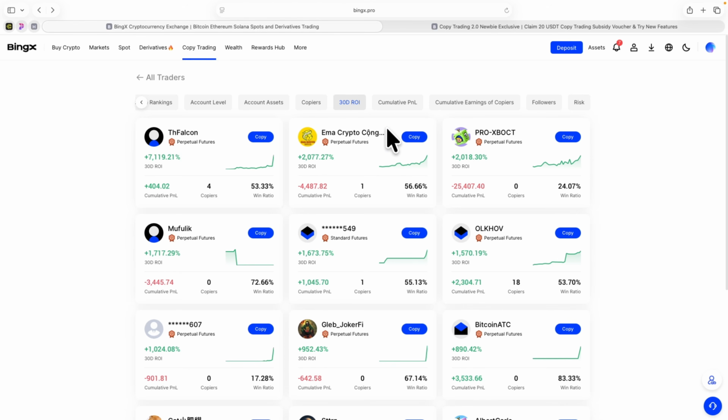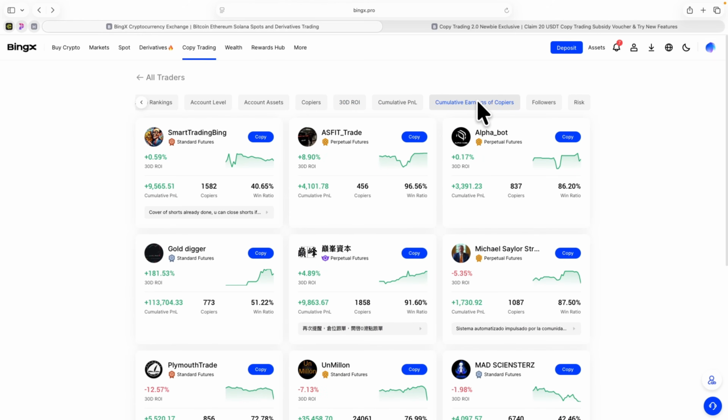Now, the category where I will most likely advise you to pick a trader from is these cumulative earnings of copiers. Now, to be honest, you are a copier because you want to actually copy a trader, and your focus is to make money. Whether you like it or not, your focus is to make money. You are not here to become friends with any master trader or any trader you want to copy. You just want to make money. And where is the best place to go? It is where other copiers are actually making money. That's what a lot of people don't know.